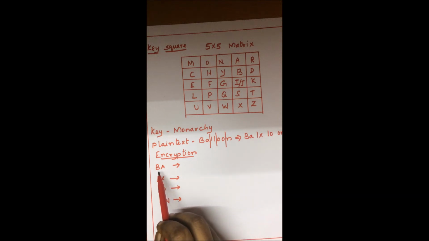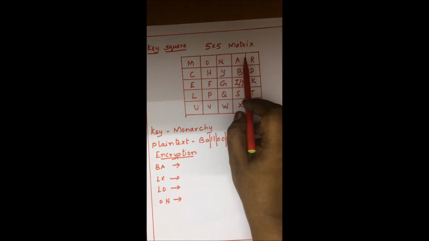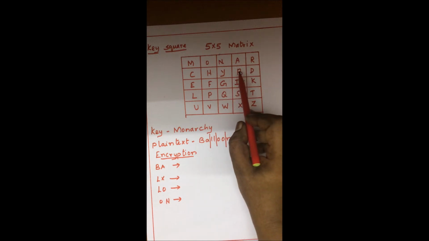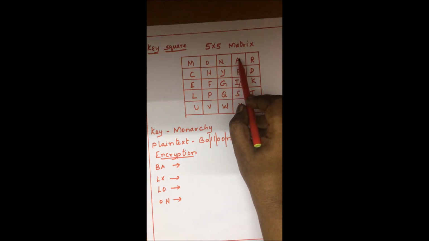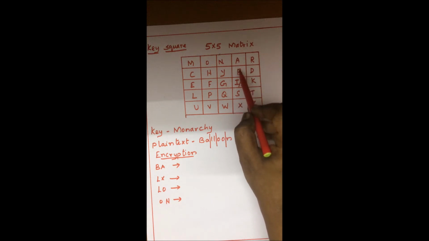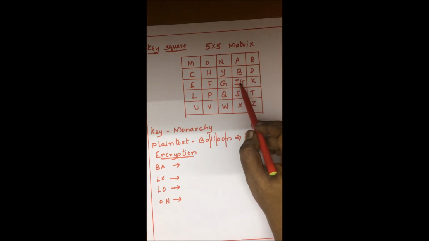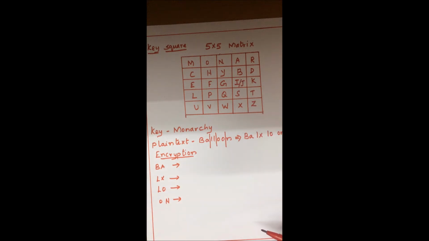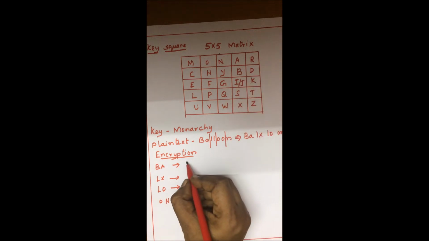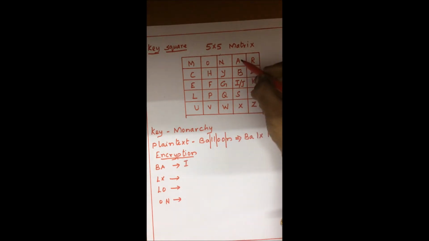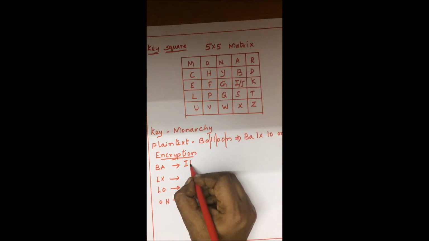So the first pair is BA. We have to identify in the matrix where B and A are. B is in this place and A is here, and they are in the same column. So according to the rule, if 2 alphabets are in the same column, then we have to replace them with the alphabet that is below. Here the alphabet below B is I, so instead of B it will be I, and the alphabet below A is B, so instead of A it will be B.